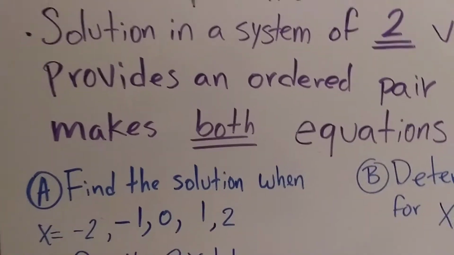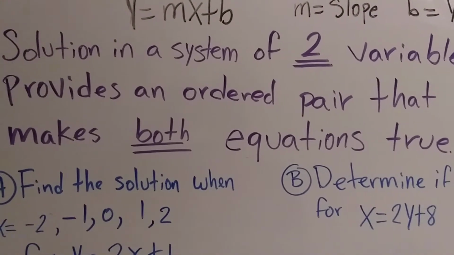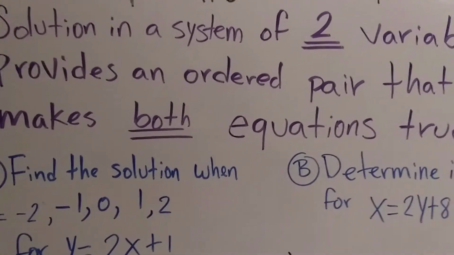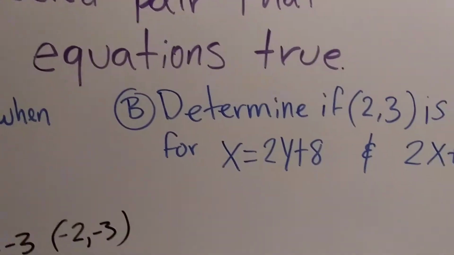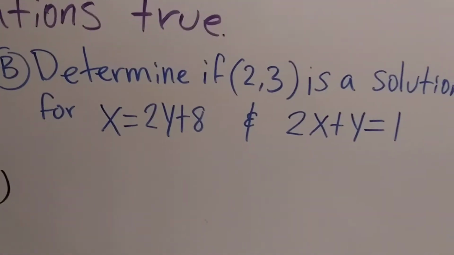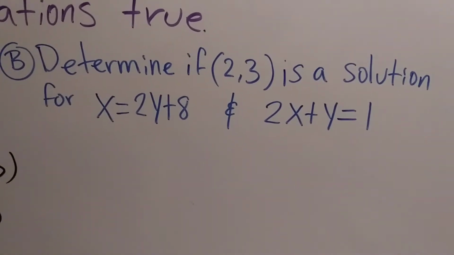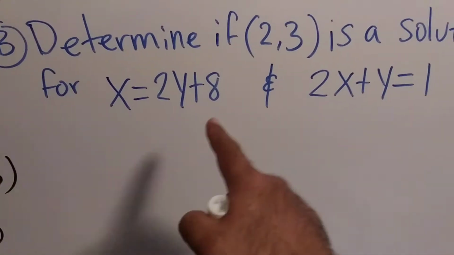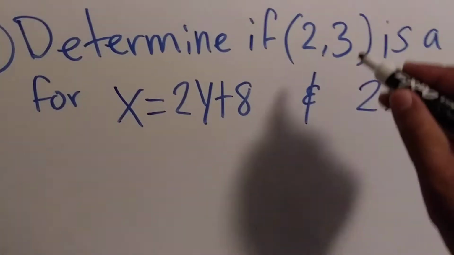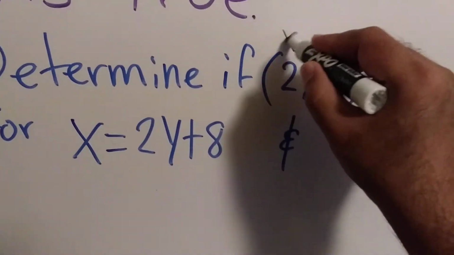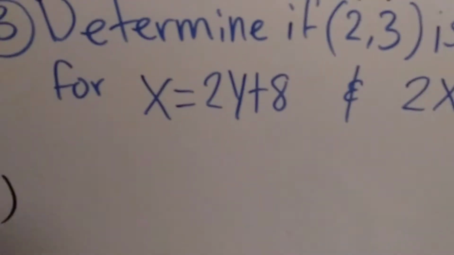Now, if we look at the definition that I gave you here, it says a solution in a system of two variables provides an ordered pair that makes both equations true. So we're going to determine if the ordered pair (2, 3) is a solution for these two equations that are part of a linear system of equations. Okay, so again, we just substitute. Keep in mind that the first number is the x and the second number in the ordered pair is the y. So we just do a straight substitution.